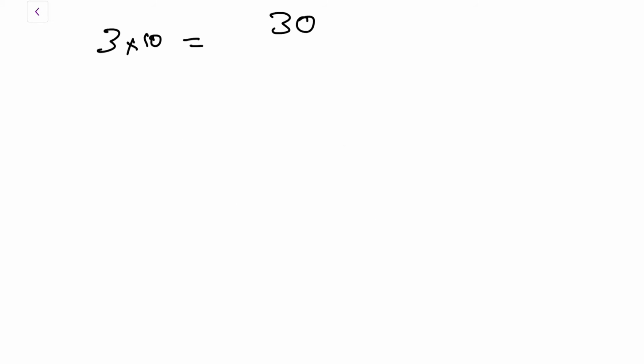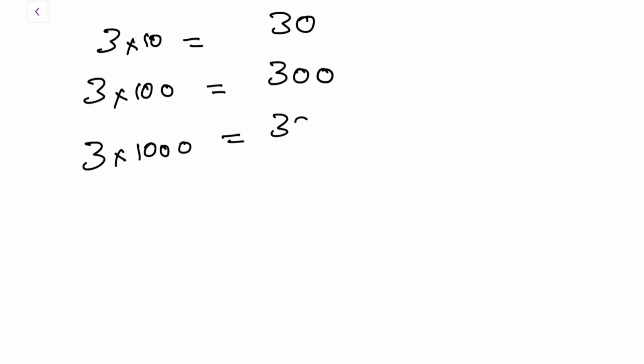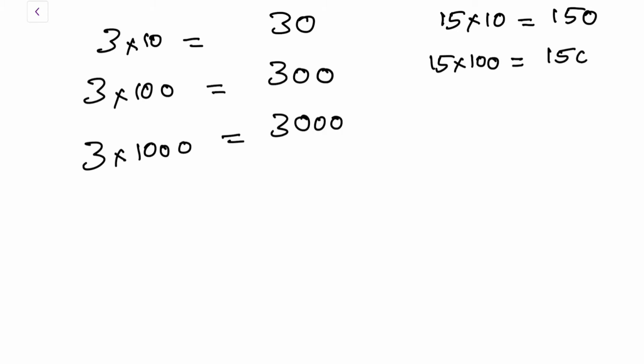Now let's look at multiplication by 10, 100 and 1000. Okay. Observe the following. 3 into 10 is 30. 3 into 100 is 300. 3 into 1000 is 3000. Okay. Here's your one example. Now let's look at this. 15 into 10 is 150. 15 into 100 is 1500. And 15 into 1000 is 15,000.